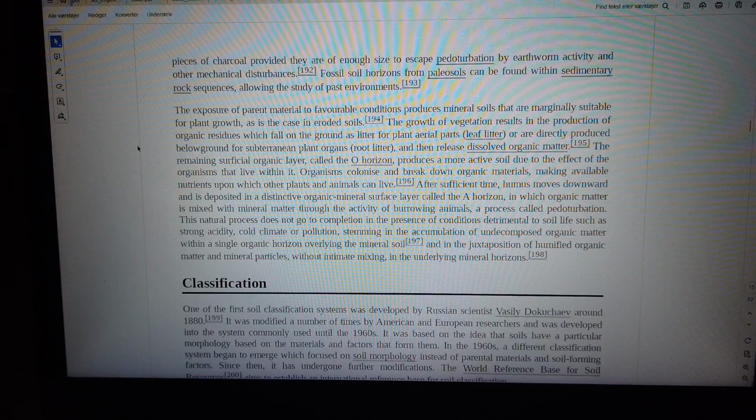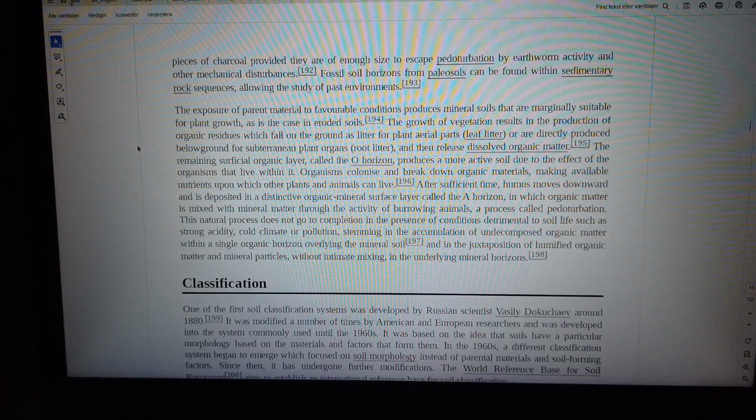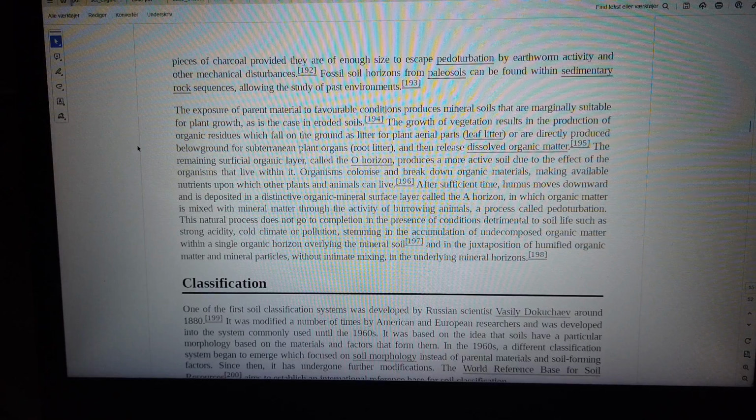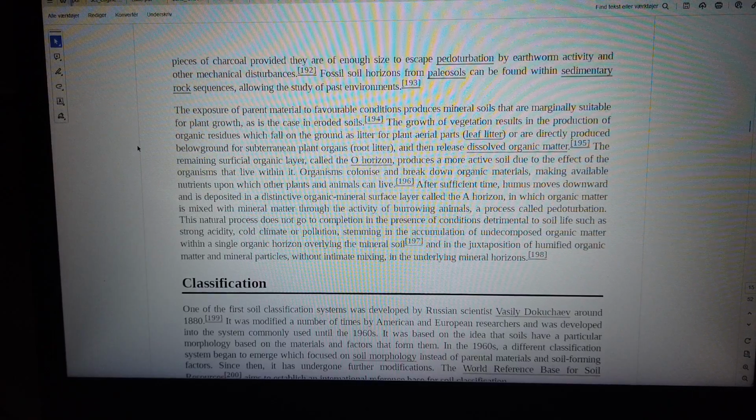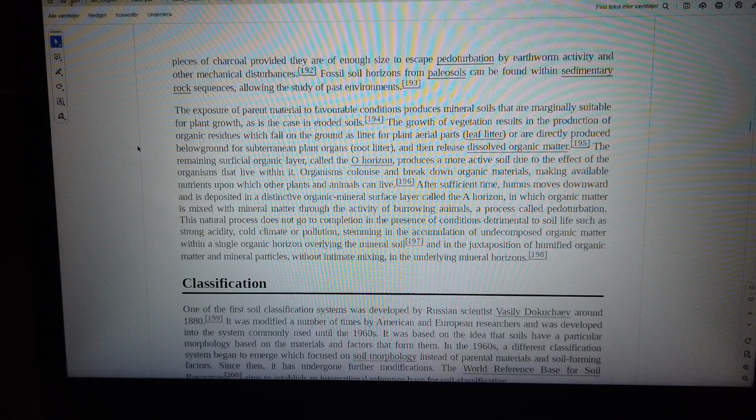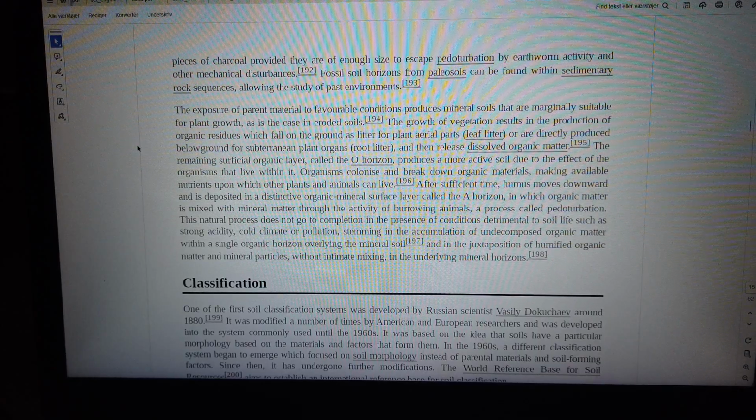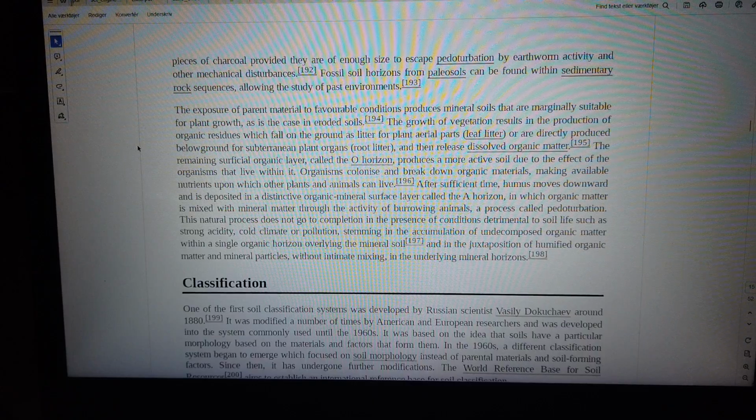195. The remaining superficial organic layer, called the O-horizon, produces a more active soil due to the effect of the organisms that live within it. Organisms colonize and break down organic materials, making available nutrients upon which other plants and animals can live.